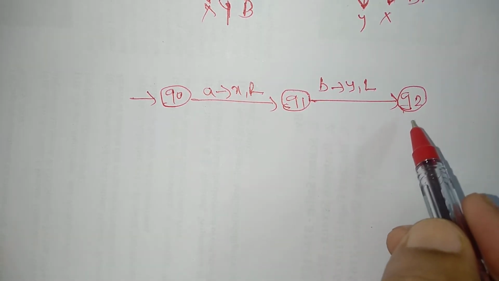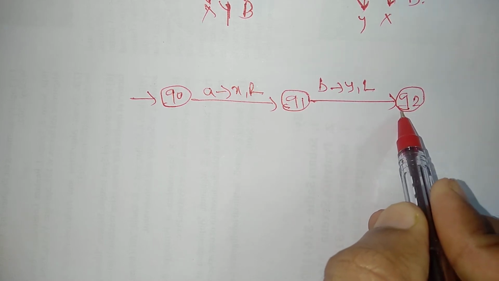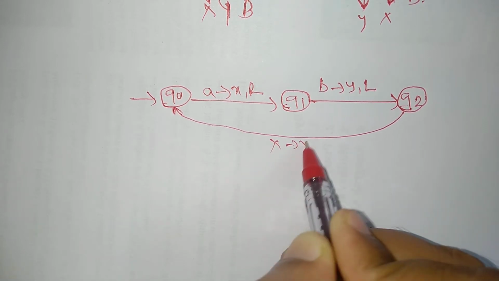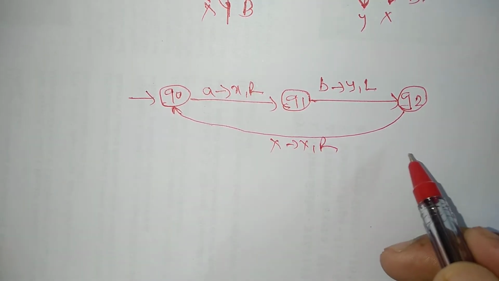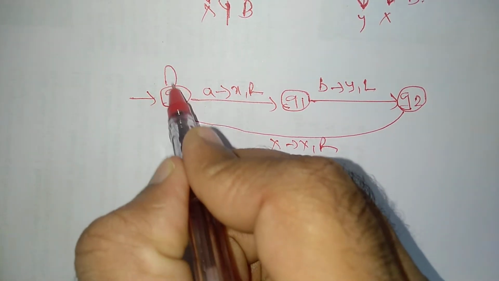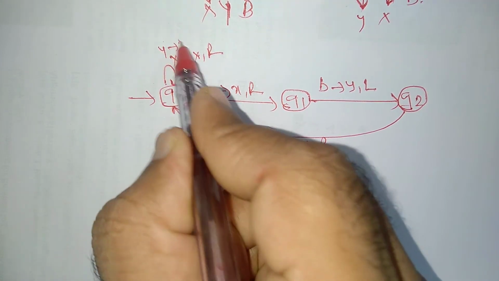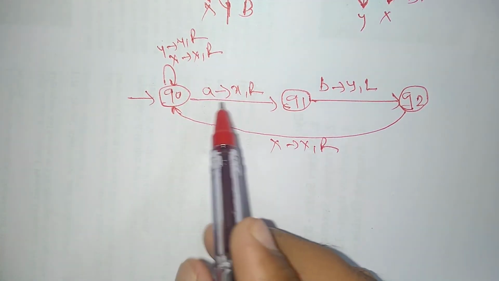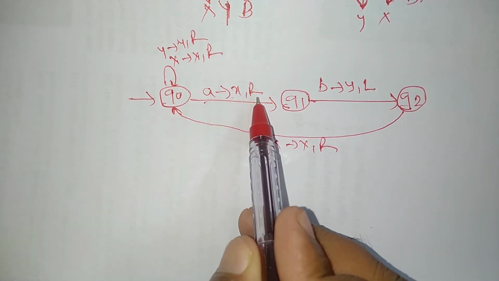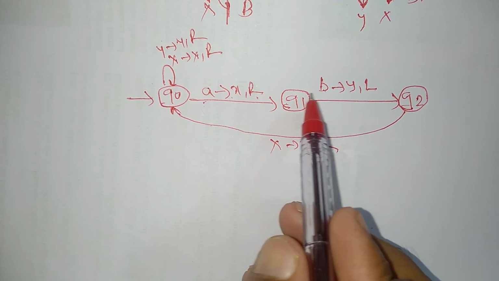In state Q2, whenever the first X occurs, X replace with X, go to the right side. While going to the right side, if there are multiple X's, I will replace X with X. If there is Y, replace with Y, go to the right side. Wait for A to come. As soon as A comes, replace with X, go to the right side, and wait for the first B.